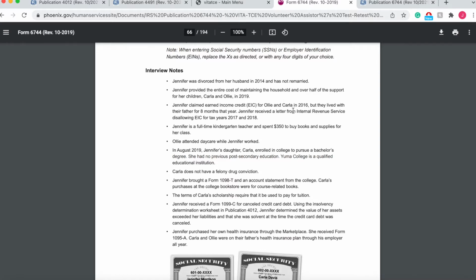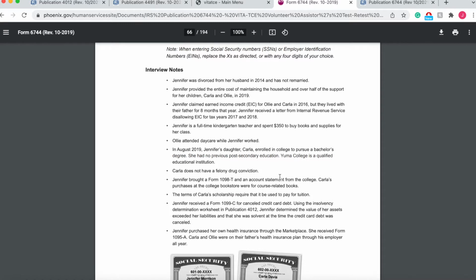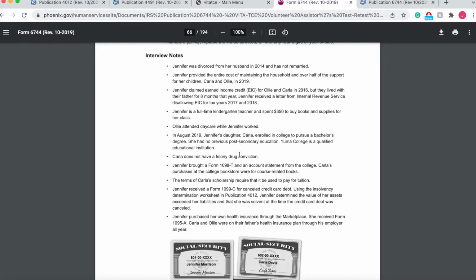In August 2019, Jennifer's daughter Carla enrolled in college to pursue a bachelor's degree. She had no previous post-secondary education. The reason that's important is it's going to help us tell whether she qualifies for the American Opportunity or the Lifetime Learning Credit. Yuma College is a qualified institution, and Carla does not have a felony drug conviction. Again, that matters for the education credits.